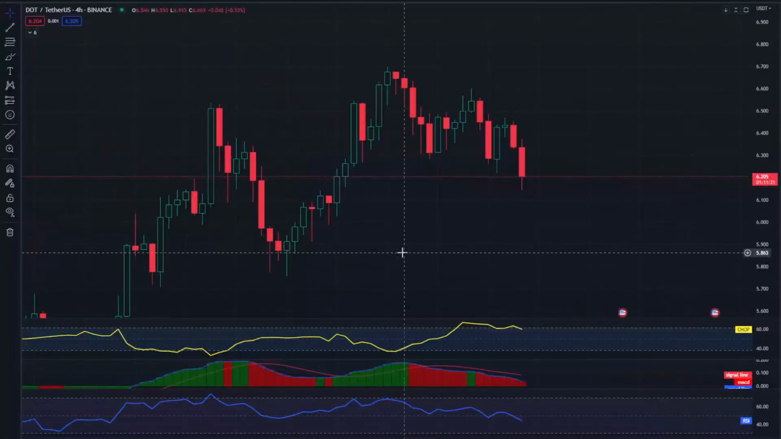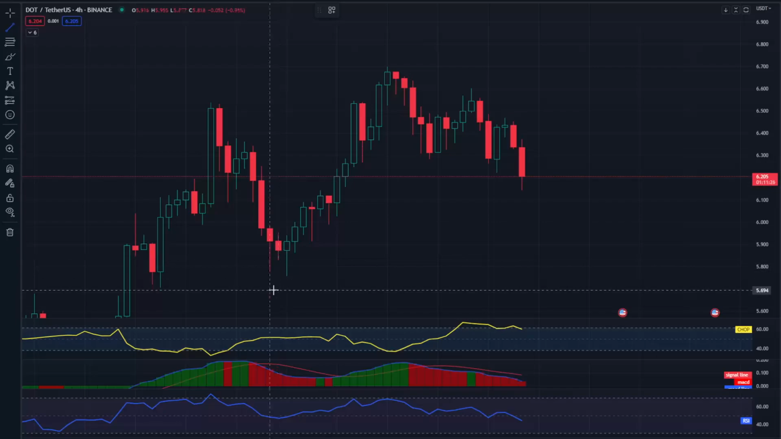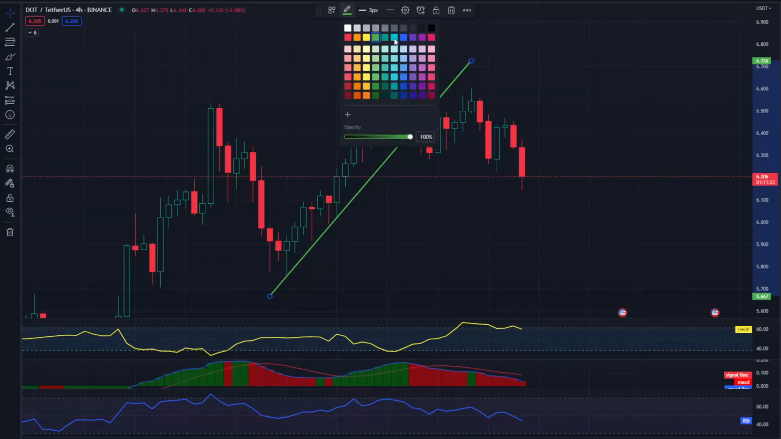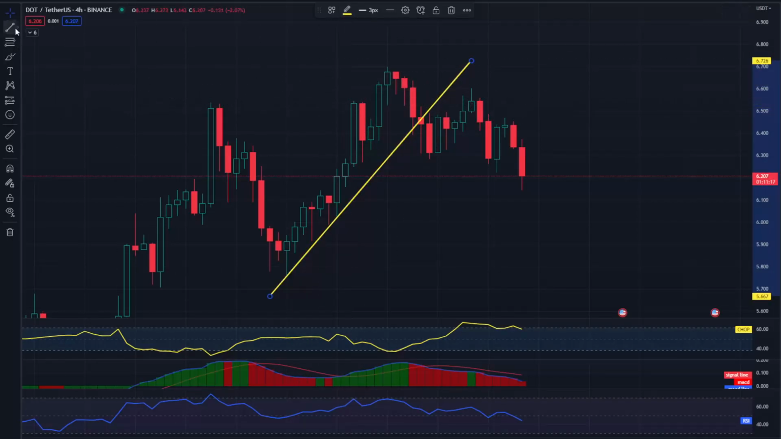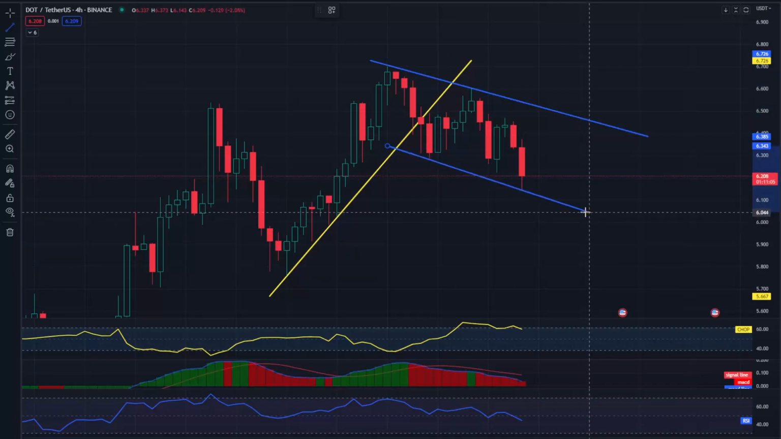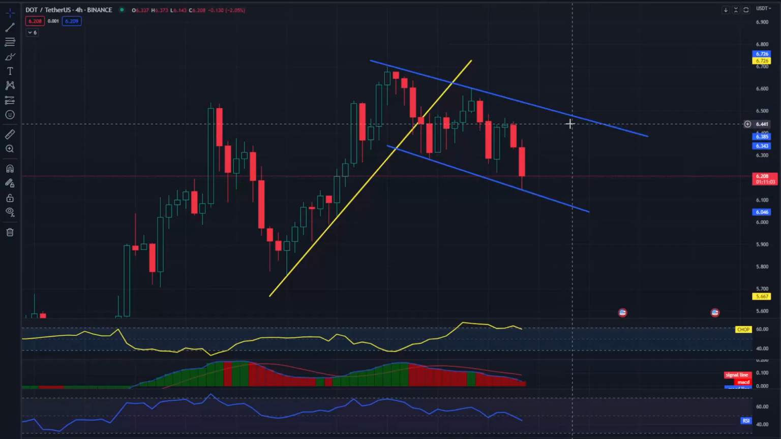Now let's move on to the last chart in today's review, DOT pair to USDT, also on a 4-hour time frame. First, we will use the yellow line to mark the uptrend line from which the price has gone down. Then with the blue lines we will mark the downtrend channel in which the price is moving in the lower range.